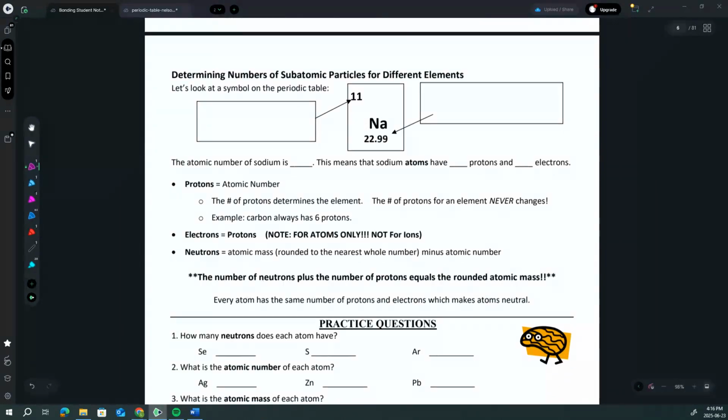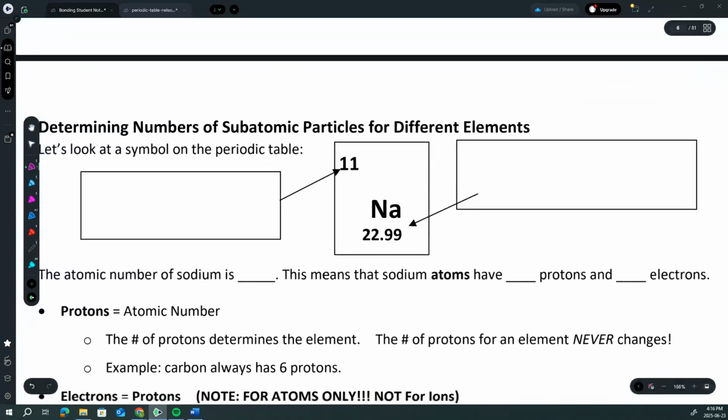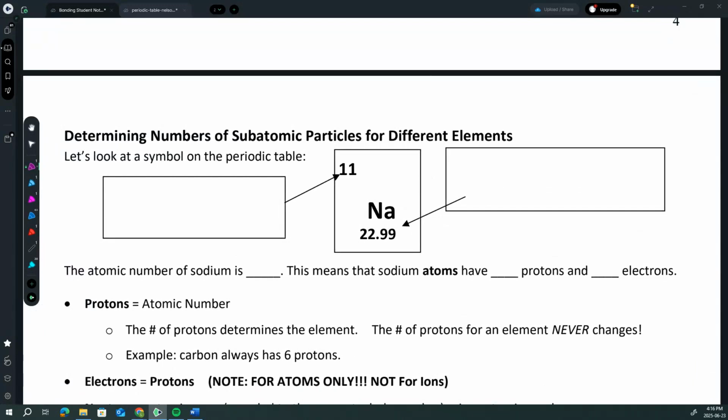Now, we need to figure out how we know how many protons, neutrons, and electrons each element or an atom of each element has. And in order to do that, we're going to have to look at our periodic table. So in this diagram, they have selected sodium to examine here. And now there's a couple of important pieces of information that we need to be aware of.